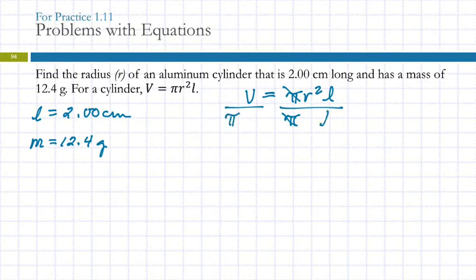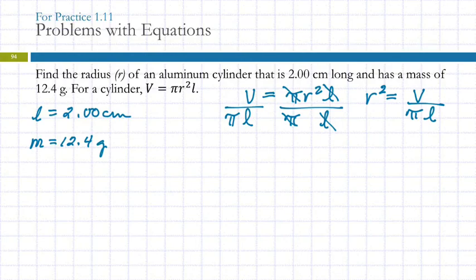To get rid of the L, I'm going to divide by L. The L's cancel out. I have to do the same thing to both sides. You've got to be fair. Divide by L. So we're getting closer. What I have now is R squared is equal to the volume divided by pi and L.